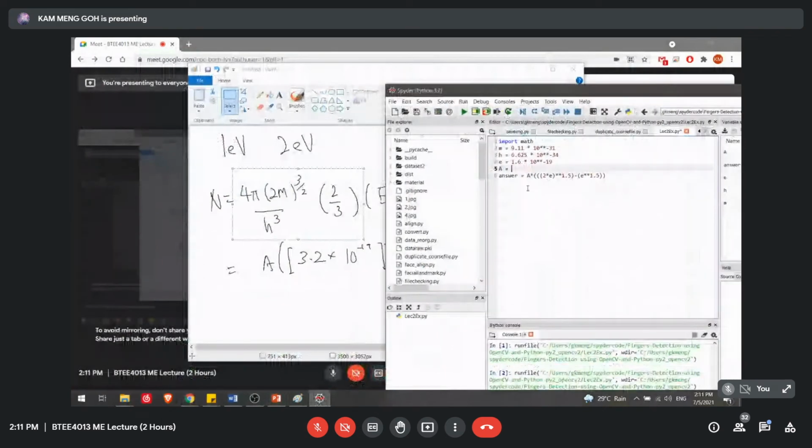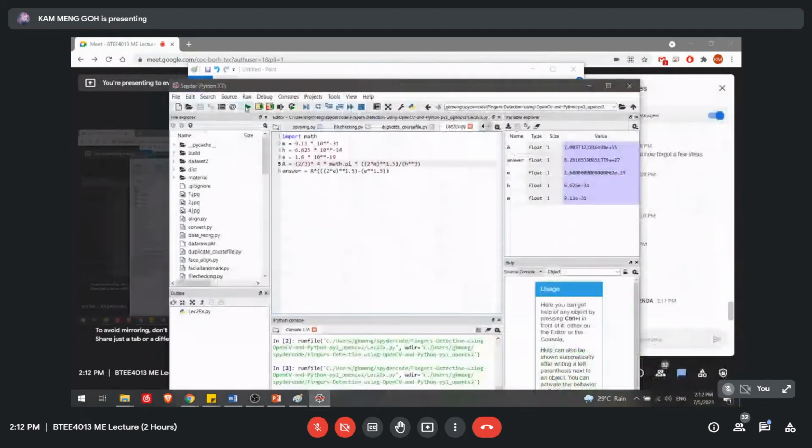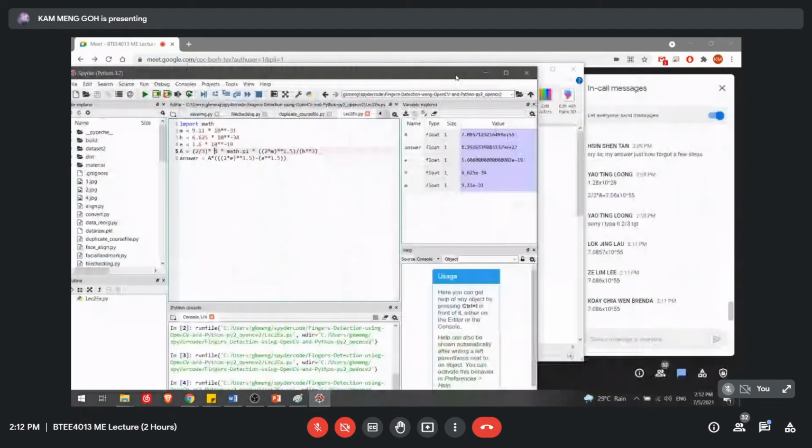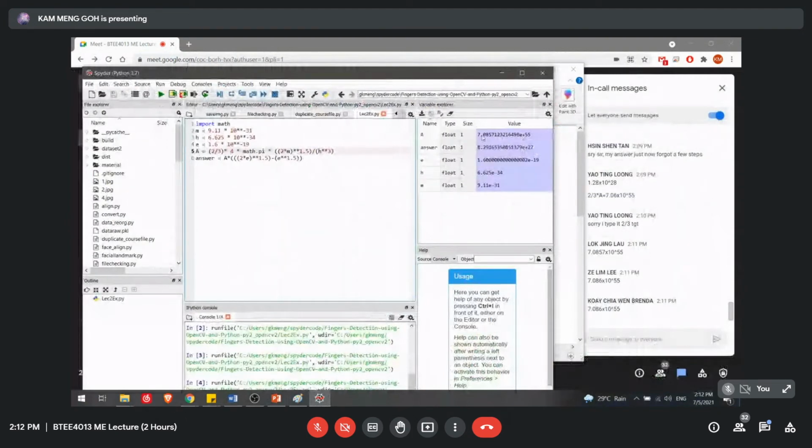4 multiplied by math pi, and multiplied by 2 multiplied by m, to the power 1.5, which I have a bracket here, and divided by h with the power of 3. This one divided by 3.5. Let's see. Okay, my value, yep, correct. Just now it was some typo, I believe. 7.085 times 10 to the power 55. Then your answer is 8.29 times 10 to the power 27.